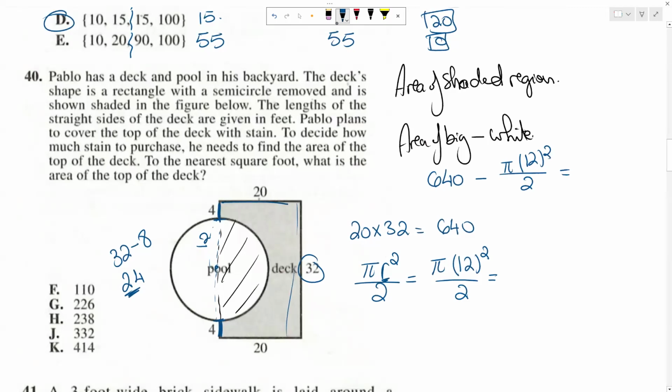You put this on a calculator and you'll get the answer right away. So 640 minus pi 12 squared over 2. This is 413.8. 413.8 would be approximated to 414, and that would be your final answer, K.